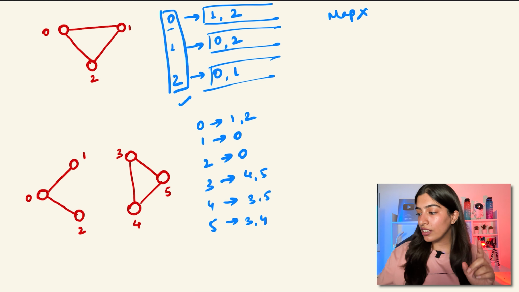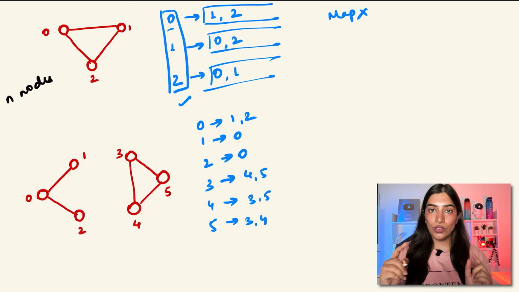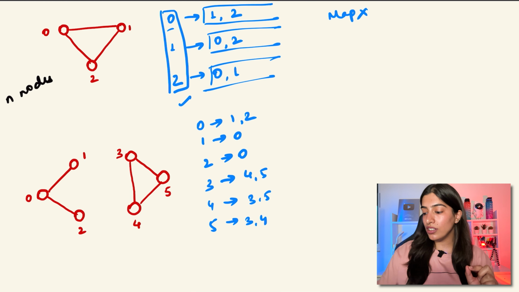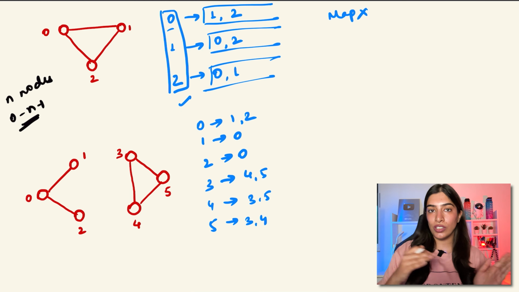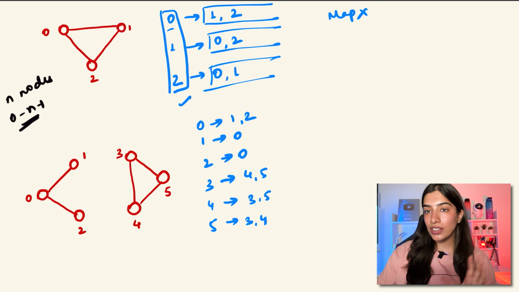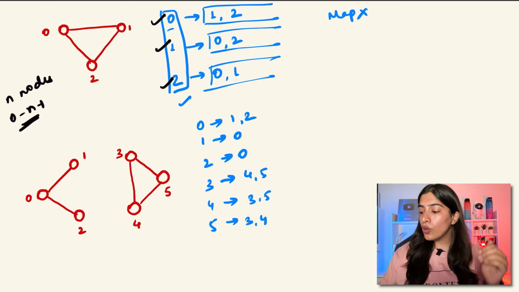So here if you think about it, we are given n nodes, right? And each node is represented by an integer from 0 to n minus 1, correct? Here there are 3 nodes, so 0, 1, 2. Here there are 6 nodes, so 0, 1, 2, 3, 4, 5. So we know that all the nodes, so basically all the keys, are going to be 0 to n minus 1 only.